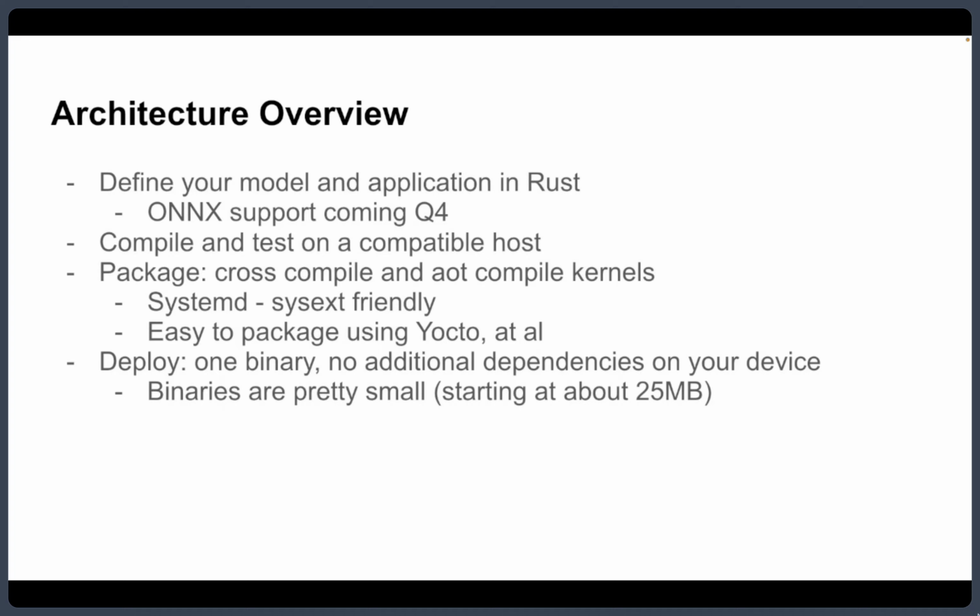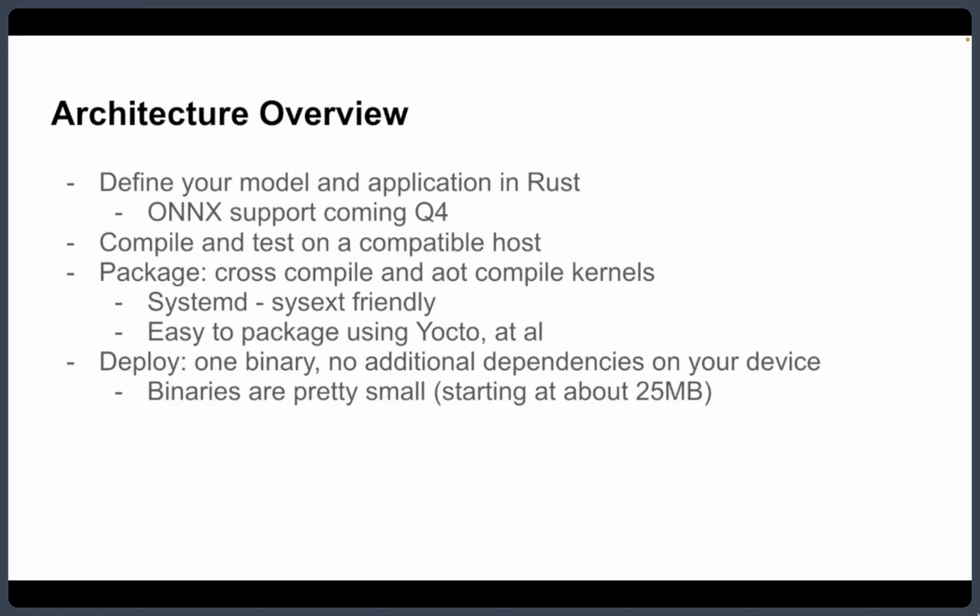So you can compile and test it on a compatible host. For instance, if your host has got an NVIDIA GPU, then you could compile and test your model on that NVIDIA GPU host. Currently, we only support Ubuntu, but we could support anything that Rust runs on because ours is a custom Rust compiler. We forked the Rust compiler and added all this stuff to it.